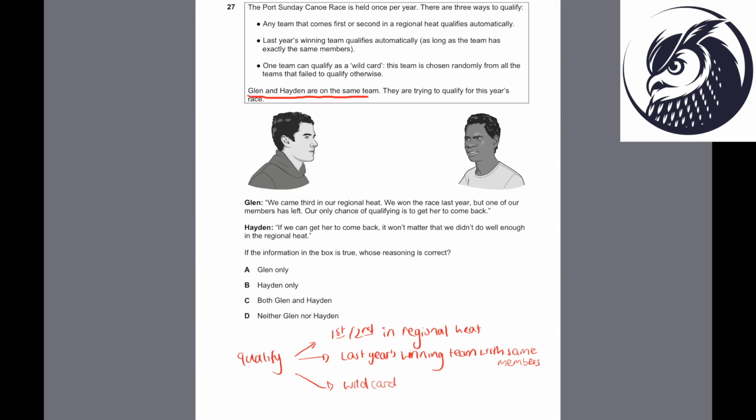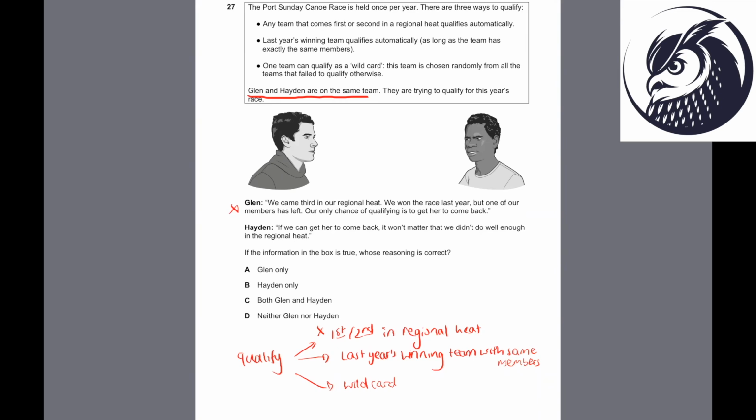Let's have a look at their statements. Glenn says, we came third in our regional heat, so they can't qualify through this way. We won the race last year, so they are last year's winning team, but one of our members has left. So our only chance of qualifying is to get her to come back. No, that's not true, because you have this third option. You could also qualify as a wild card. So, you have another option. It's not just getting your old teammate to come back. So therefore, Glenn's statement is incorrect because we know that they can also qualify as a wild card.